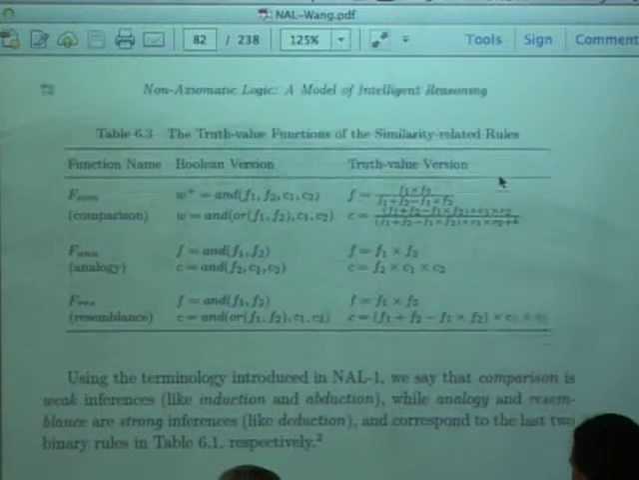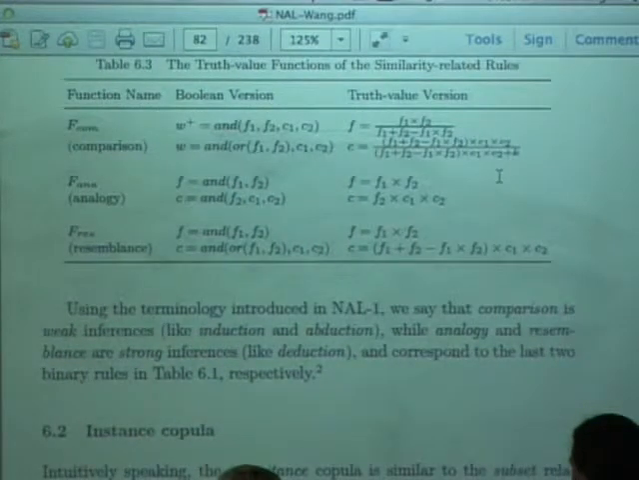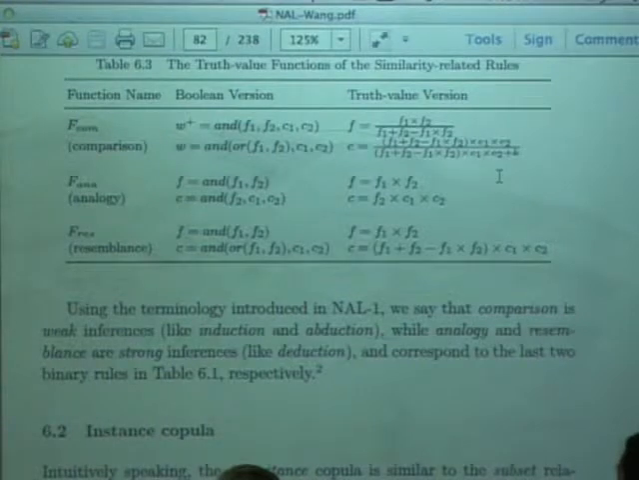So those are the three truth value functions introduced in layer 2. Okay. As I said, this one is more similar to induction and abduction. These two are more similar to deduction, but with a small difference. And in general, I call this group weak and call this group strong. The difference you see is in confidence. It's not in frequency. Yeah.